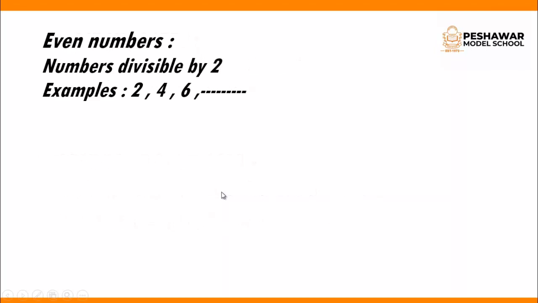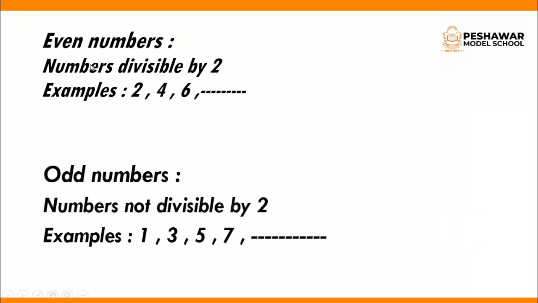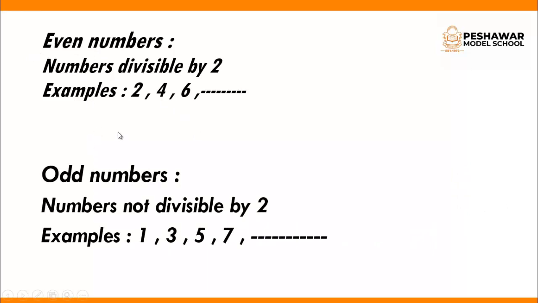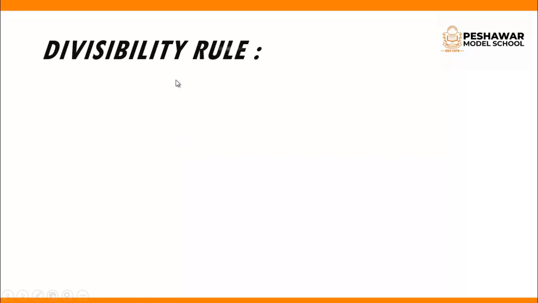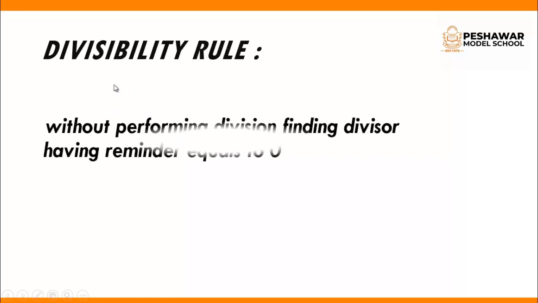The next is even numbers and odd numbers. Even numbers are the numbers which are divisible by 2: 2, 4, 6, 8, and so on. And the numbers which are not divisible by 2 are called odd numbers: 1, 3, 5, 7 are called odd numbers. The numbers which are divisible by 2 are called even numbers, and the numbers which are not divisible by 2 are called odd numbers. Now come to the main topic, which is divisibility rule.